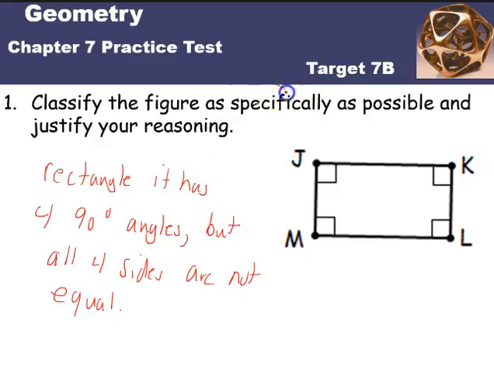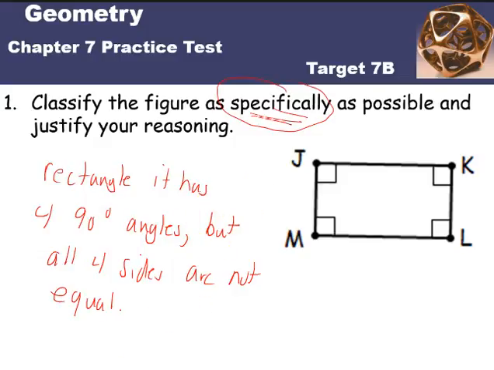Now it says as specifically as possible. So the most specific is rectangle. Now a rectangle is also a parallelogram, so this is a parallelogram. And it's also a quadrilateral because it has 4 sides. Okay? But we wanted the most specific case. So the most specific case is rectangle.